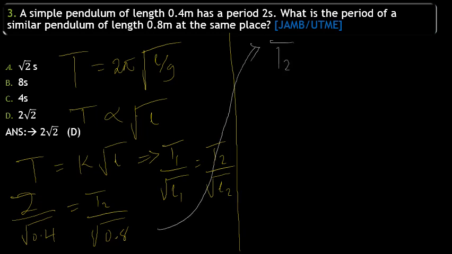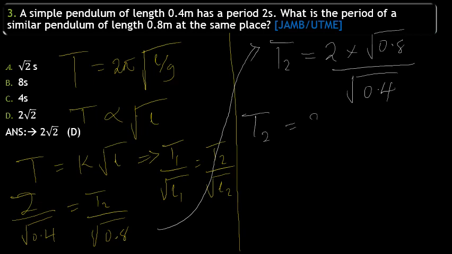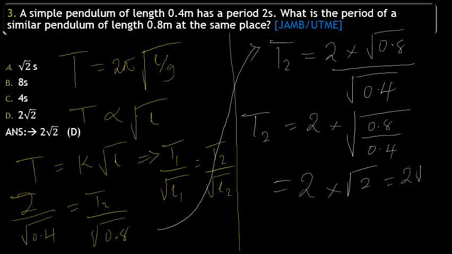if we make T2 the subject, then we will have that T2 is equal to 2 times square root of 0.8 divided by square root of 0.4, and this is the same as 2 times square root of 0.8 all over 0.4. Okay, now this divide will give us square root of 2, so the answer is 2 root 2, and that's the answer.